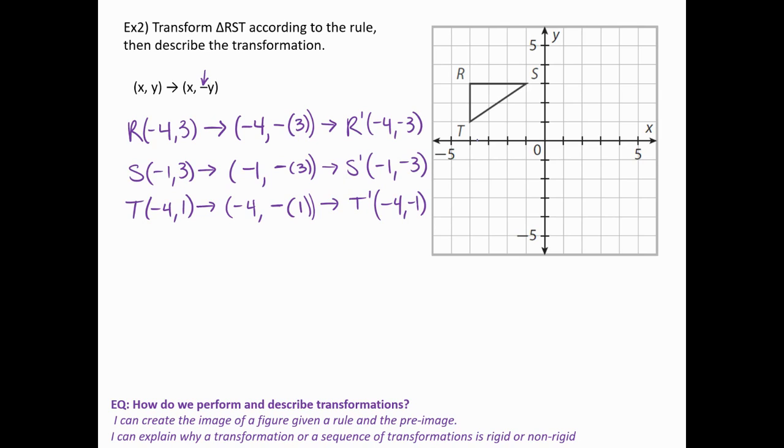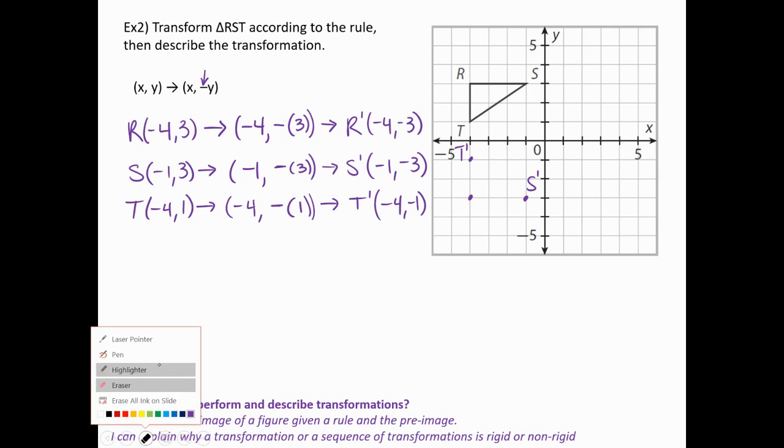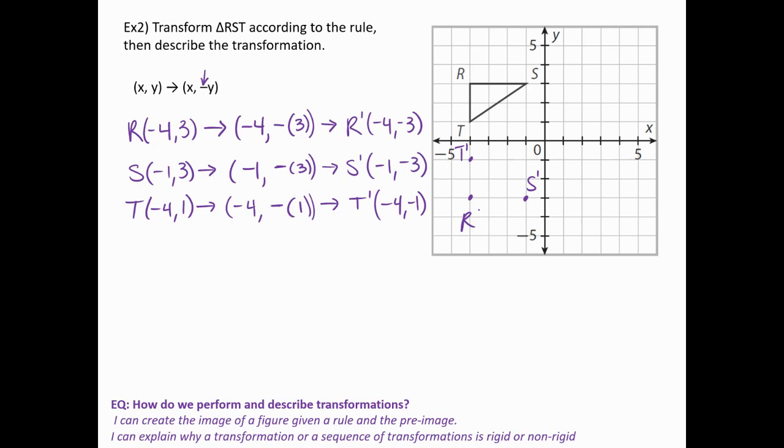Okay, so then we're going to put those points on the graph so we can actually do the transformation. So R prime would be at -4, -3. Then S prime is at -1, -3. And then T prime is at -4, -1. I'm going to move my R prime a little bit just to make this a little more clear. Fantastic. And there's my transformation.